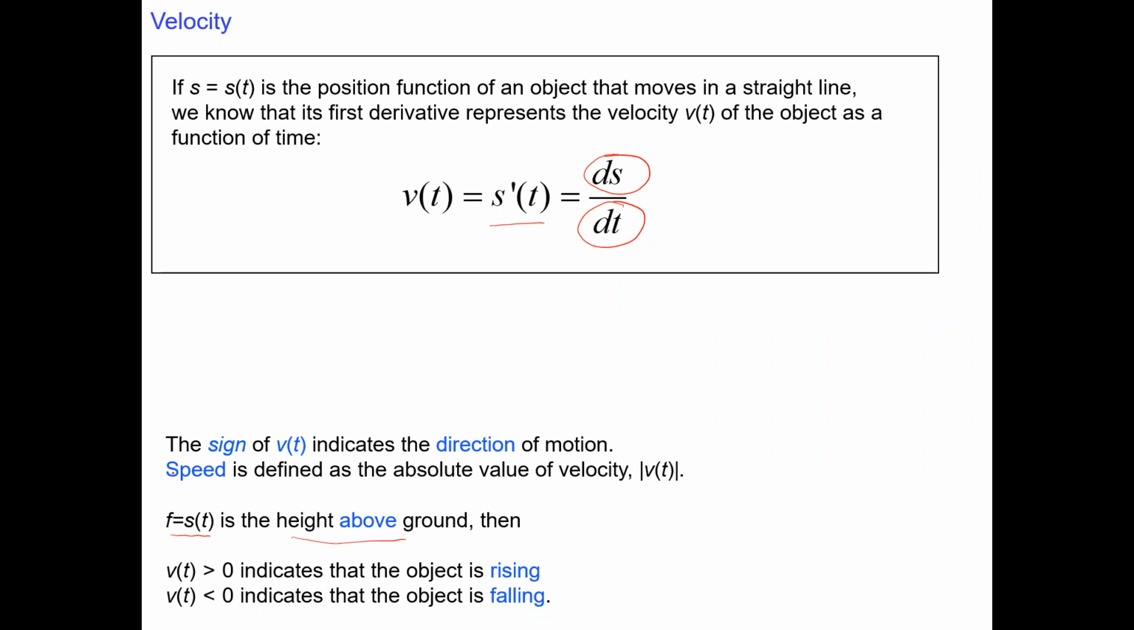Also, just to make sure that we understand, speed is the absolute value of the velocity. It doesn't really matter which way we're going, up and down, left or right. Speed is always positive. Absolute value of the velocity.